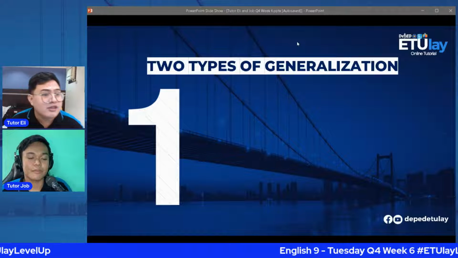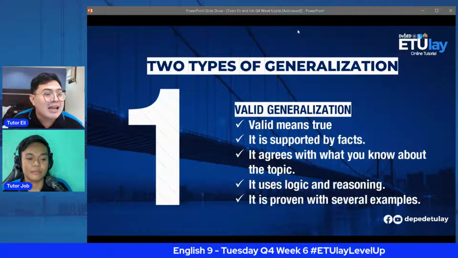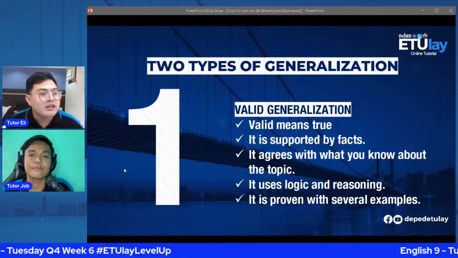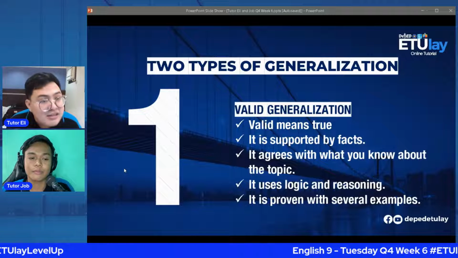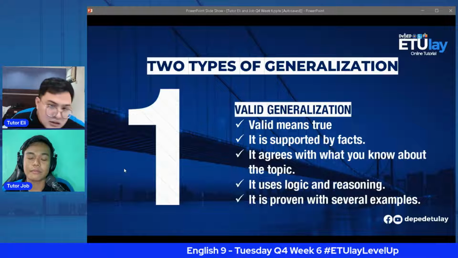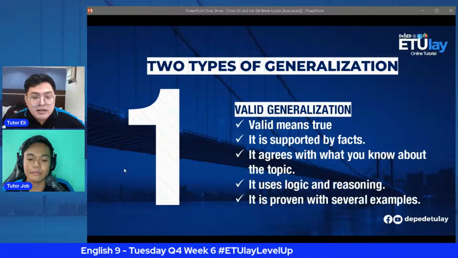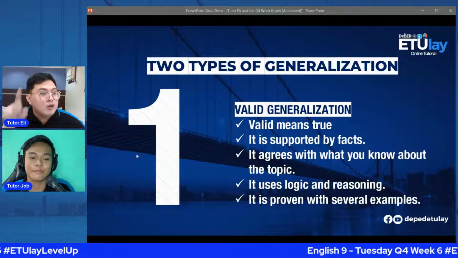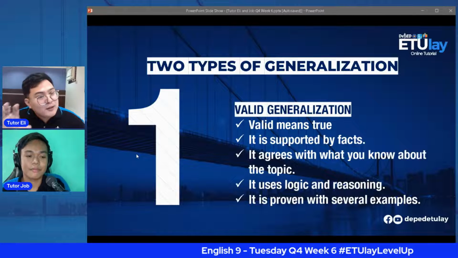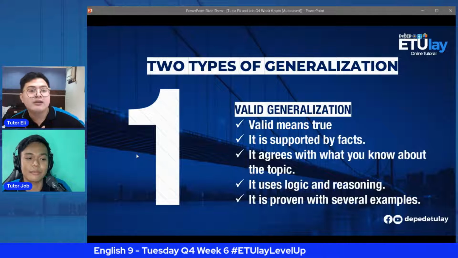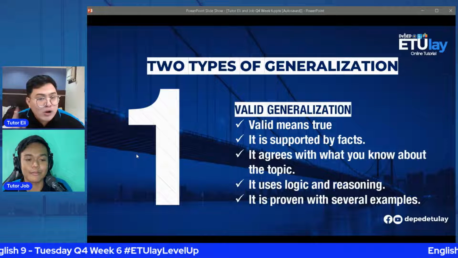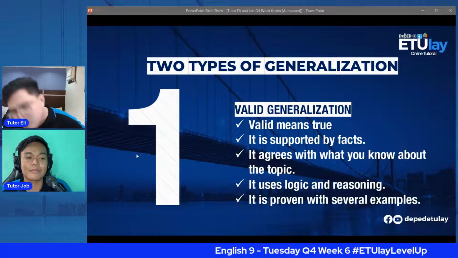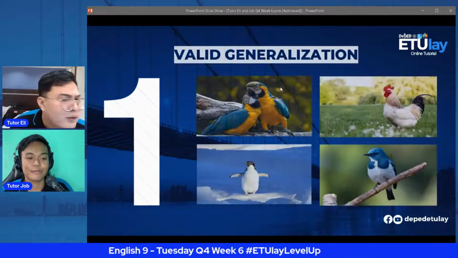There are actually two types of generalization. The first one is a valid generalization. A generalization is not just one thing, there are two types. The first one is valid. When we say valid, this means that it is true and it is supported by facts and it agrees with what you know about the topic. It is a combination of facts and your personal observation or experiences. It uses logic and reasoning and is proven by many examples. Okay? So here is a very good example.